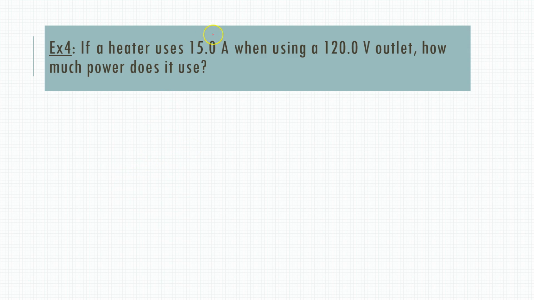Here's one more. We have a heater using 15 amps, that's I, connected to a 120 volt outlet. I keep using this because, if you don't know, this is what you have in your house: 120 volts. Most other places have 240, but in the US we have 120. How much power does it use? So we're hunting P. Well, this time I see I and I see V. So P is equal to IV or VI.